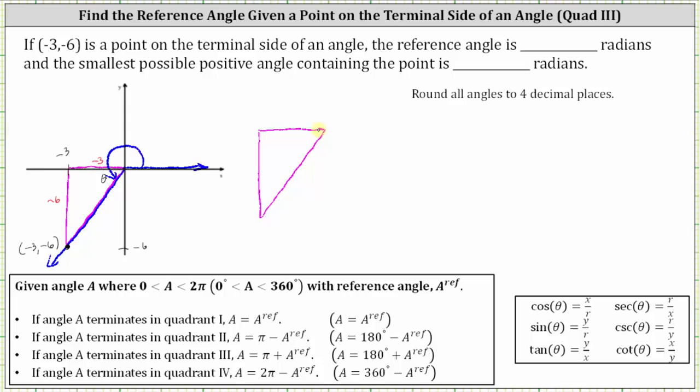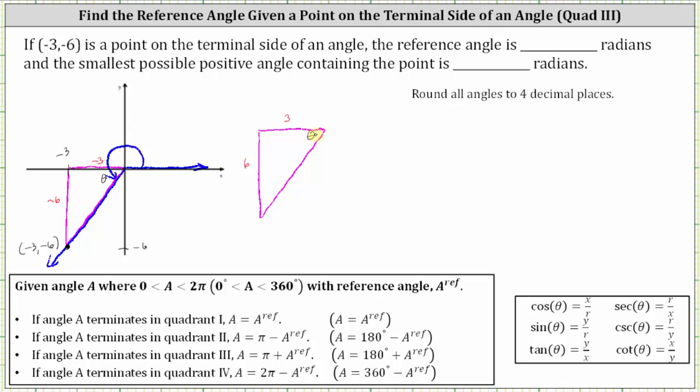Now, if we were determining the trig function values for the given angle, we would need to use a -3 for x and a -6 for y. But because we know the angle theta is an acute angle, or between 0 and pi over 2 radians, we can take the absolute value of -3 and the absolute value of -6 and label the two legs 3 and 6 to determine the measure of the reference angle theta.